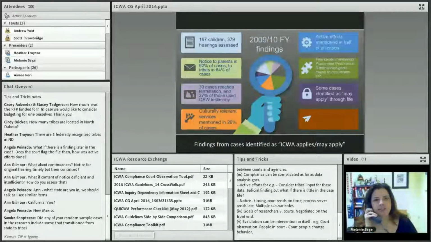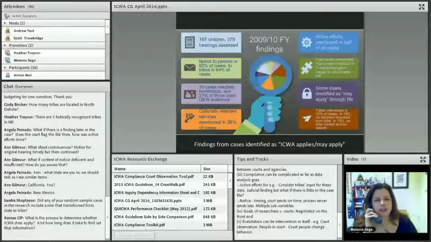Most of the cases did not use QEW testimony. Only 30 of the cases in our sample reached termination, but of those, there was only a QEW who testified about the appropriateness of termination in 27% of the cases. Culturally relevant services were mentioned in only about a quarter of the cases. Active efforts, only in about half of the cases. Hardly any case mentioned placement preference using that specific language. Some of the cases mentioned things like, oh, the child is placed with the aunt, or there's a relative home study pending. So you've got to think about how you're defining the variable and what you're recording.